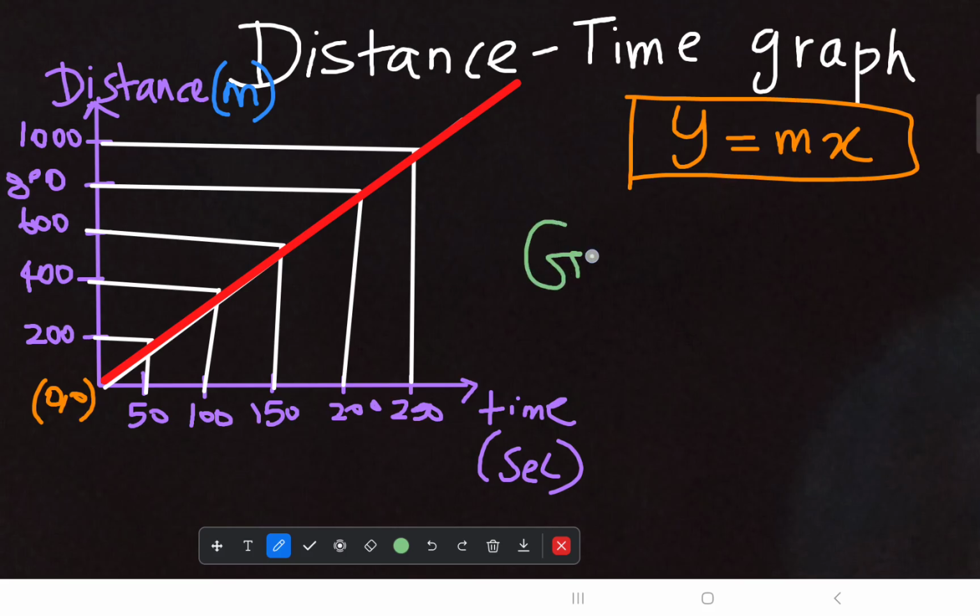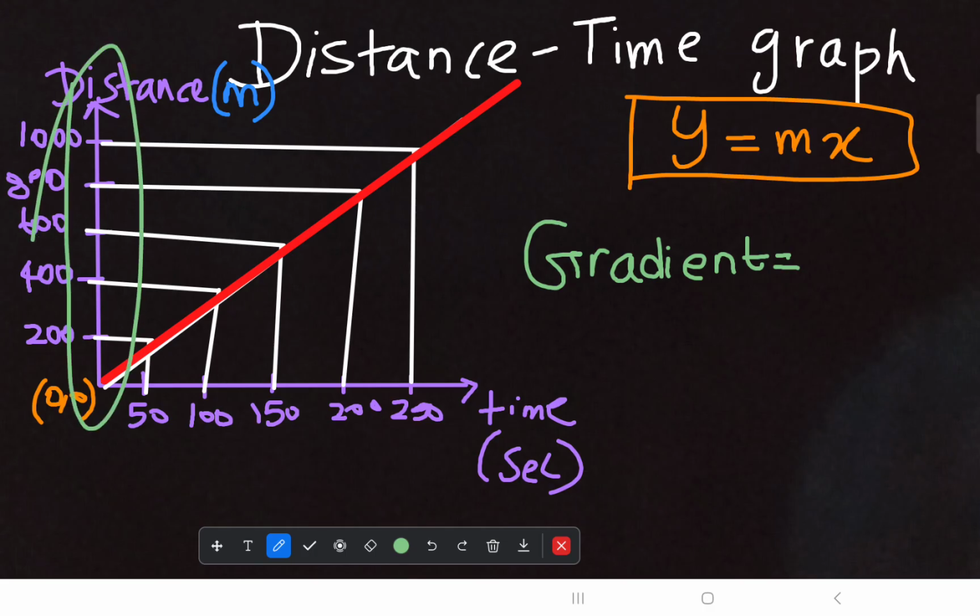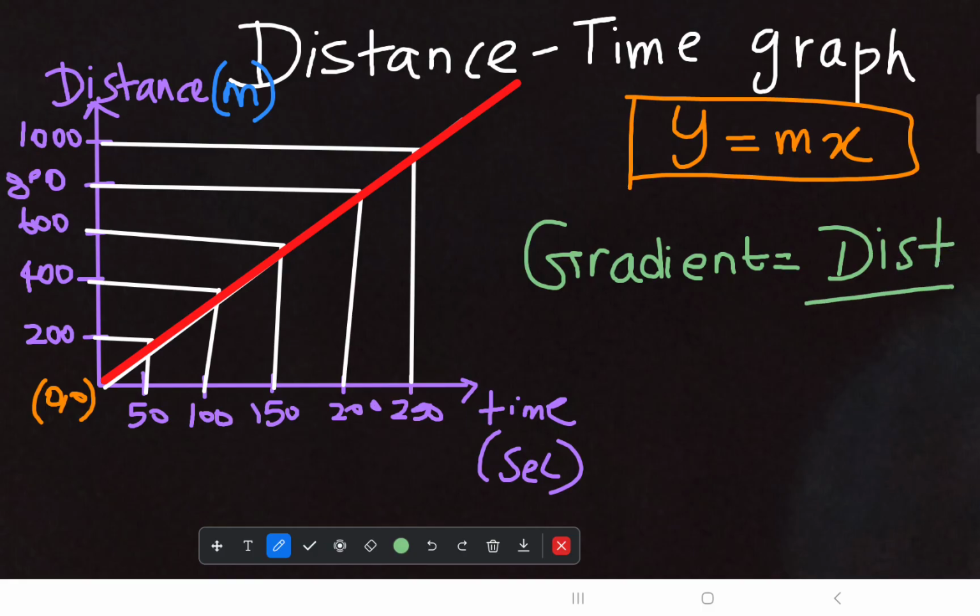What is gradient? To find gradient, just think about it. In usual y and x-axis coordinates, we use the y coordinate difference upon the x coordinate difference. Similarly here, our y coordinates are distance, and it should be divided by the x coordinate values, that is time. Distance divided by time. So the gradient will give you the speed of this straight line.